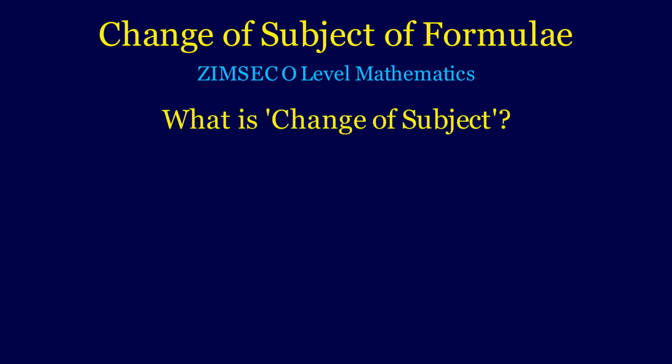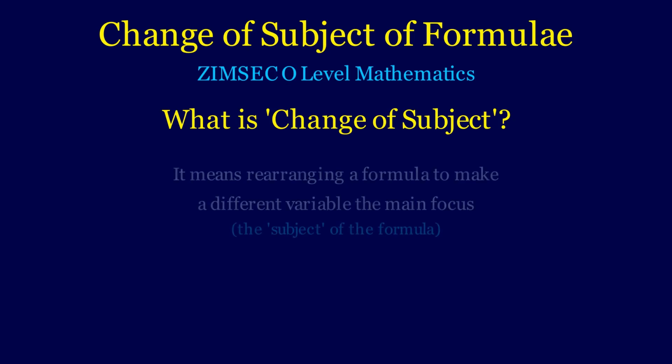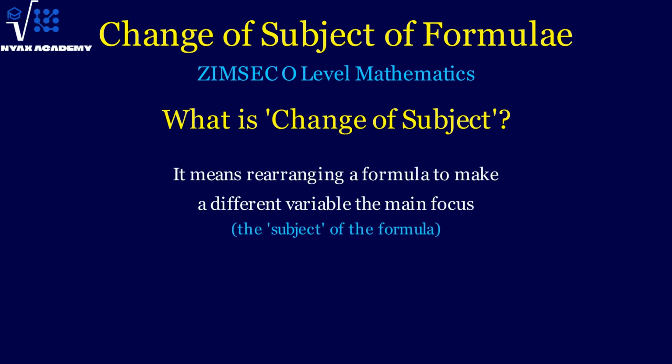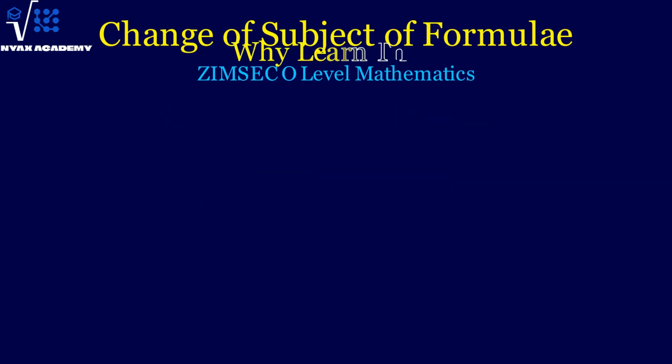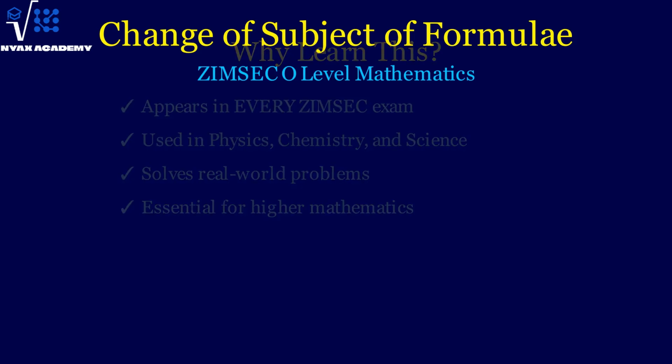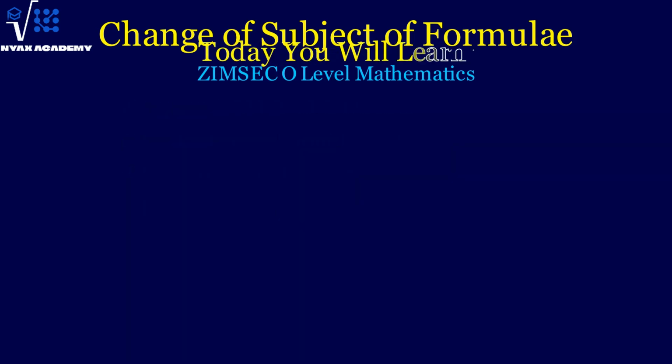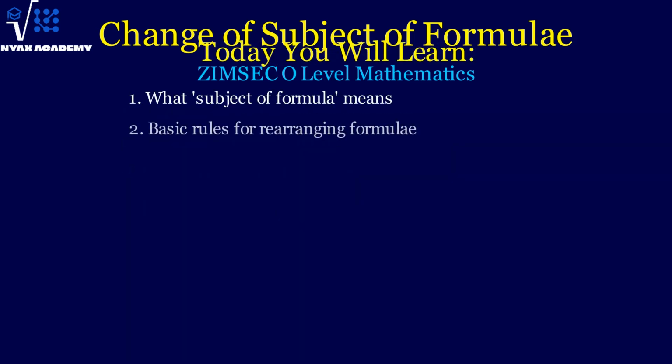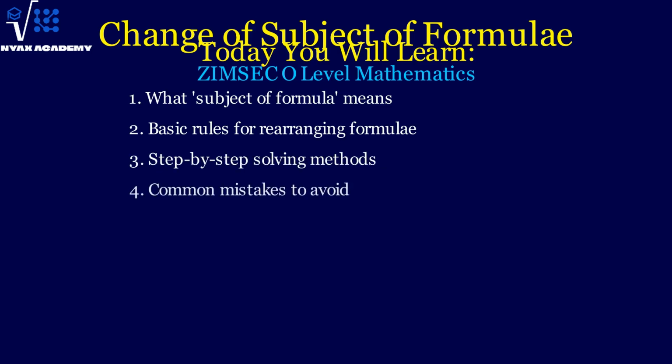The subject of formula. This is rearranging a formula to make a different variable the main focus, the subject of the formula. It is important because these questions usually come up in our ZIMSEC exam papers and are used in physics, chemistry and science, and we need them to solve real-world problems. In this video: what subject of formula is, basic rules for rearranging a formula, step-by-step solving methods, common mistakes, plus I've added exam style practice questions.